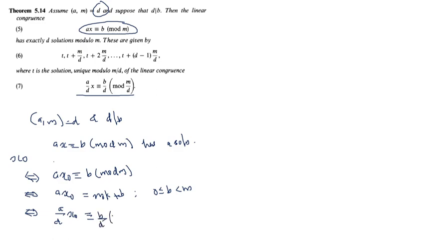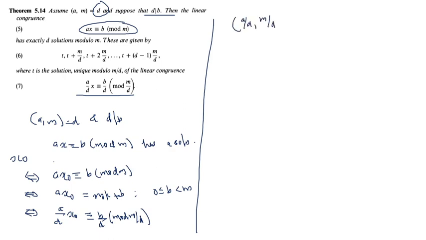congruent to B by D mod M by D by the cancellation law, and given that D divides A, D divides B and D divides M, therefore we can use the cancellation law. That means x naught is an integer satisfying A by D x congruent to B by D mod M by D. Since GCD of A by D and M by D is 1, by a known theorem we can say that A by D x congruent to B by D mod M by D has a unique solution, say T.